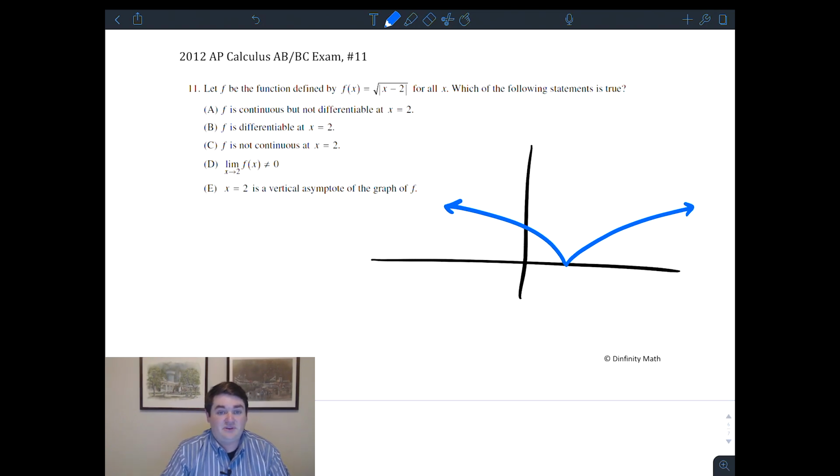It looks like that. So what I want to point out to you is that at this point right here, this sharp point, we have a cusp, which means the graph is not differentiable at that point. And if you look at answer choice A, f is continuous but not differentiable at x equals 2. And that's exactly right. The function's continuous everywhere, but it's not differentiable at the sharp turn. So A is our answer.